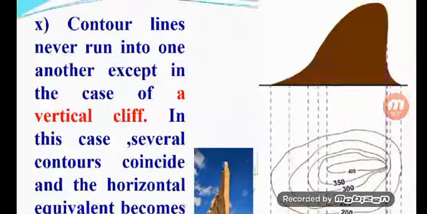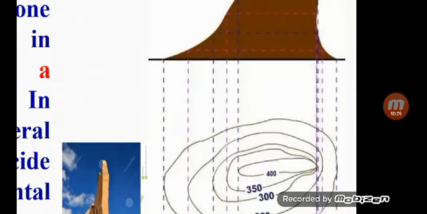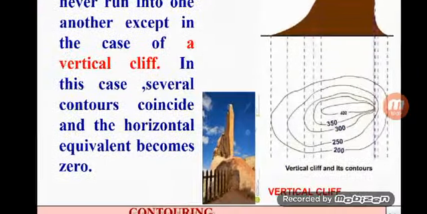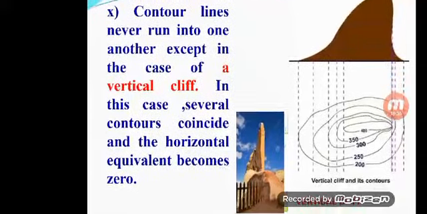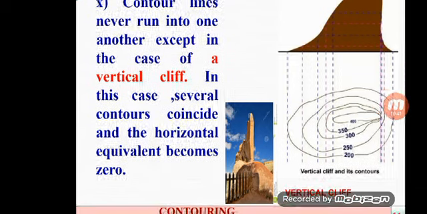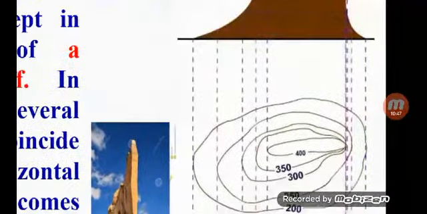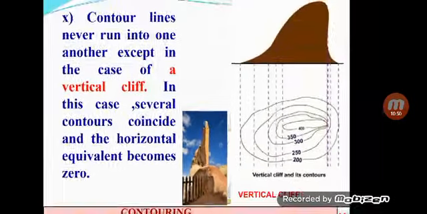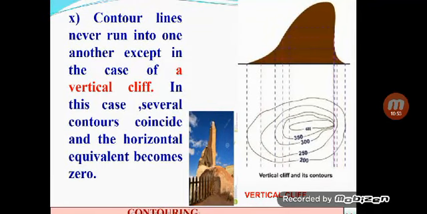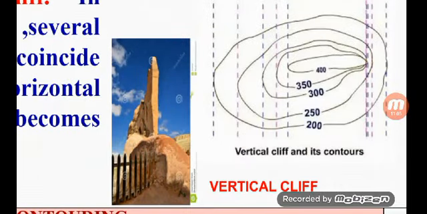Similarly, whenever they intersect into one point, it represents a vertical cliff. So they never run into one another except in case of vertical cliff. So you can see they have merged into one another. This is the case of a vertical cliff. So they have coincided into one another and the horizontal equivalent has become 0 because the distance between two consecutive contours is 0.